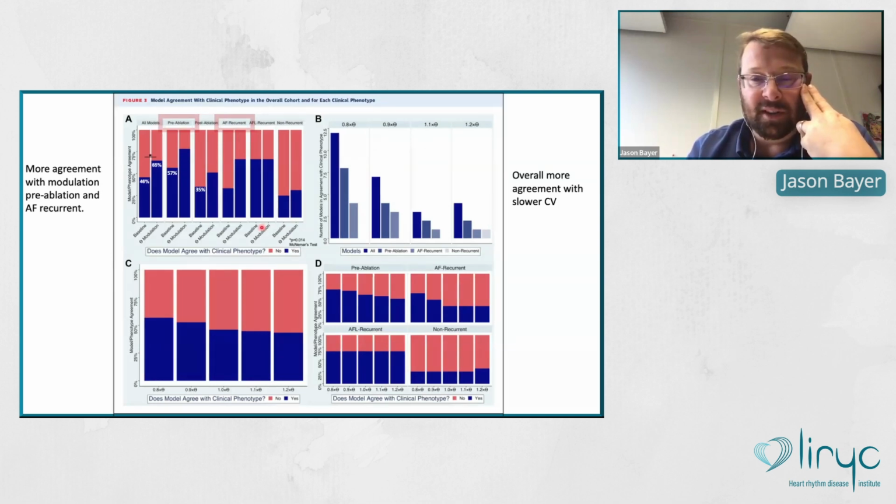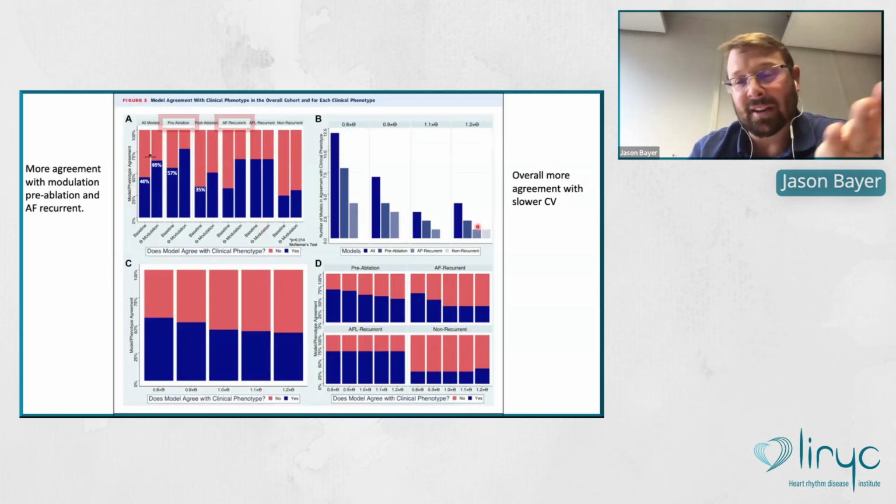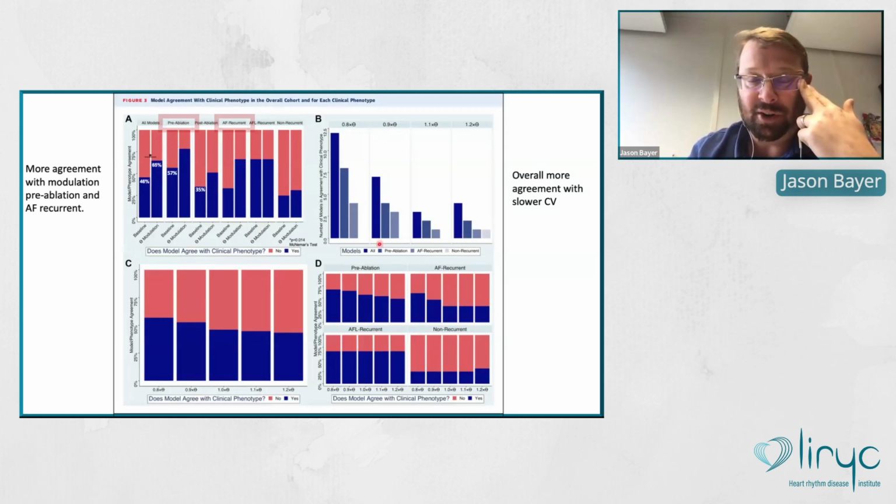And overall, there seems to be more agreement, as I said before. Is it more cases where you increase or decrease? It seems like the agreement goes up in general when you decrease the conduction velocity from right to left here. So you see more and more simulations that agree with what is observed in the patient.